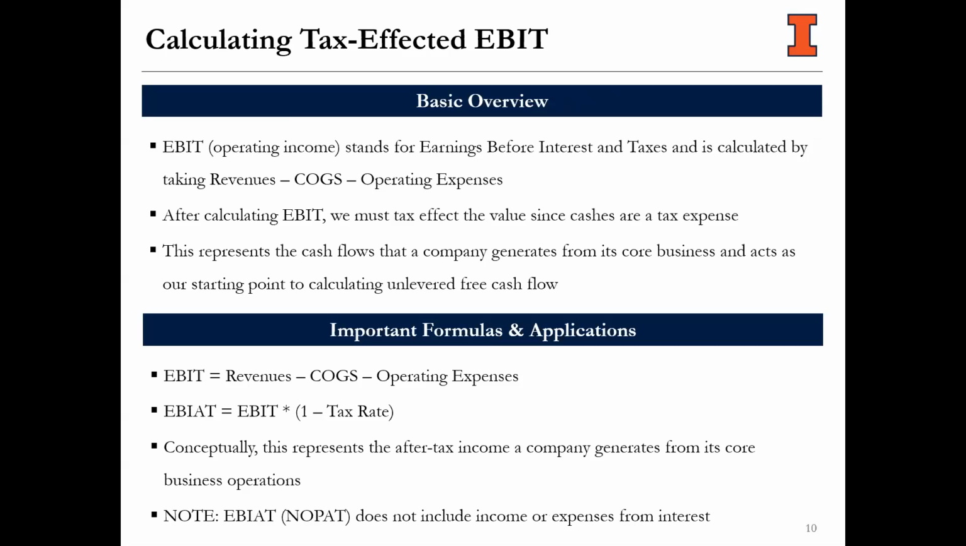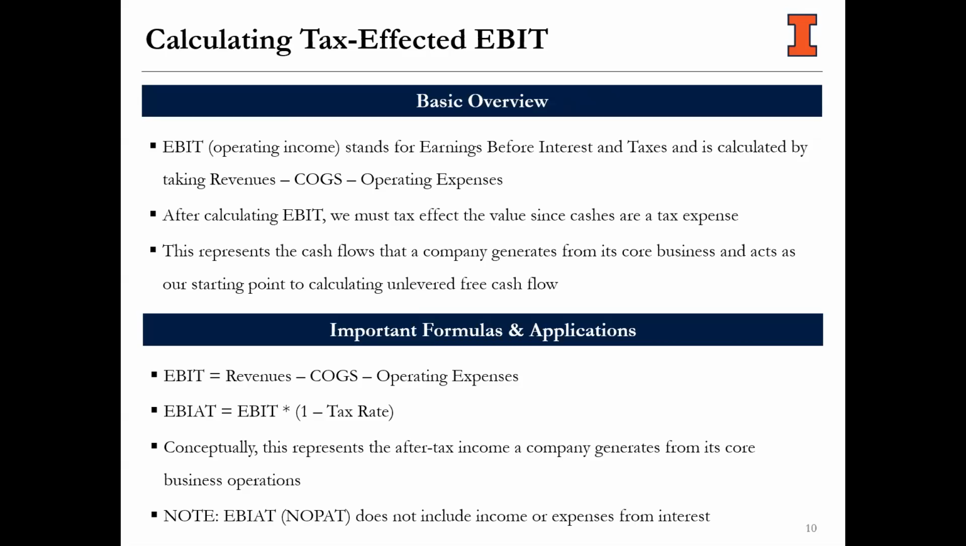Calculating tax affected EBIT. This is pretty simple. We've walked down to EBIT multiple times throughout the course. However, going through it again, it's revenue less cost of goods sold less our operating expenses. And then after we calculate EBIT, we must tax affect this. One thing to note here is we must make sure we are subtracting out depreciation. Depreciation is an operating expense and it reduces our tax expense for the period. So because of these things, we need to make sure that it is being subtracted and then added back.